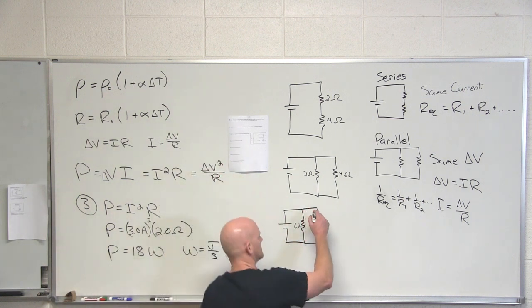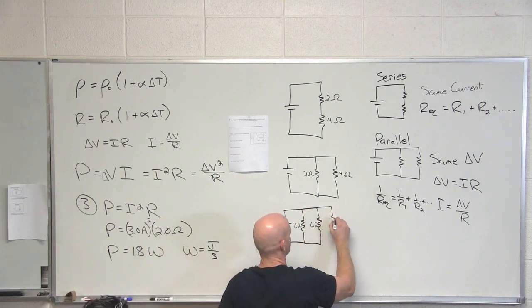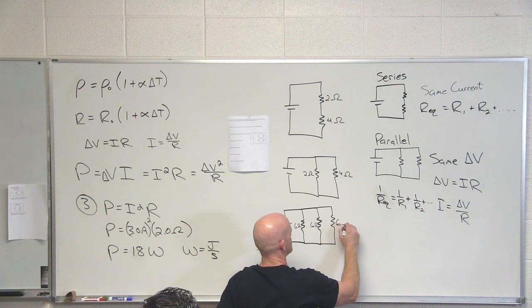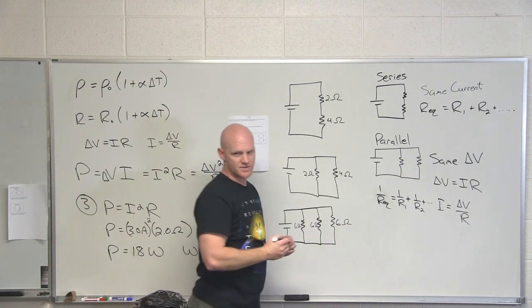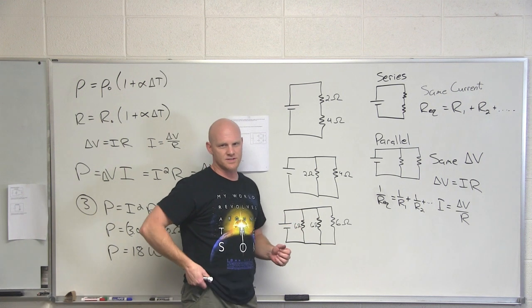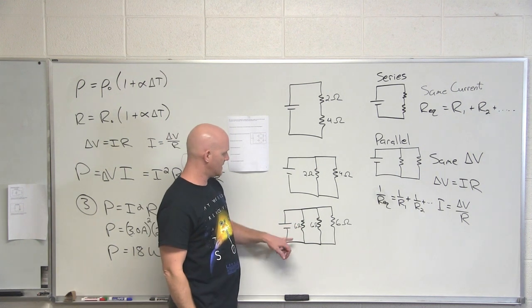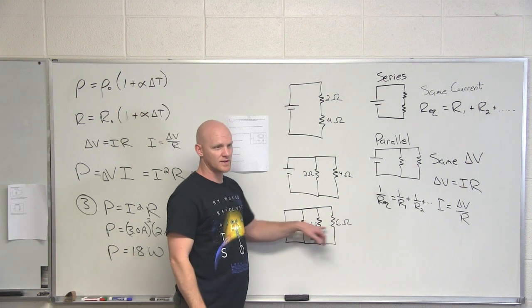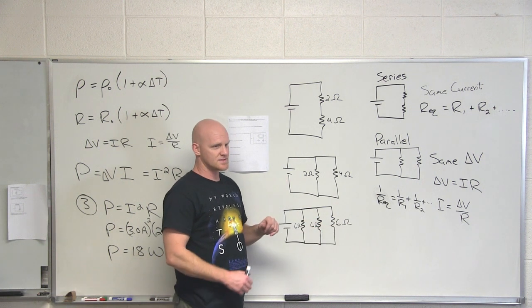Okay, well, let's keep going with this. Let's put another 6 ohm resistor on there. Now there's no short little trick, right? Well, except there is, but we'll have to derive it in the end. So 6 ohms, 6 ohms, 6 ohms all in parallel. What is the equivalent resistance?